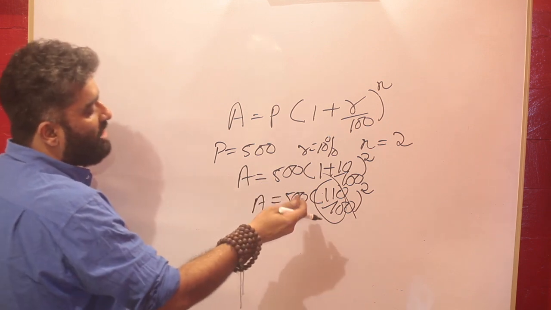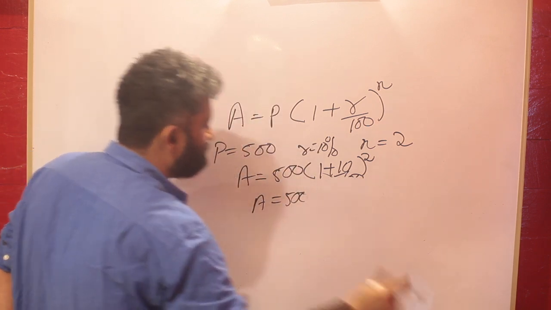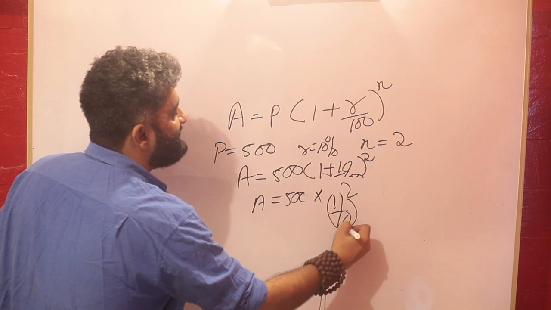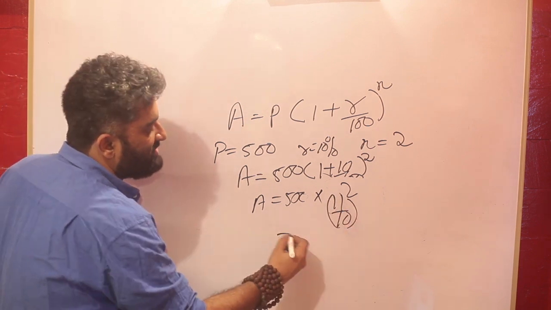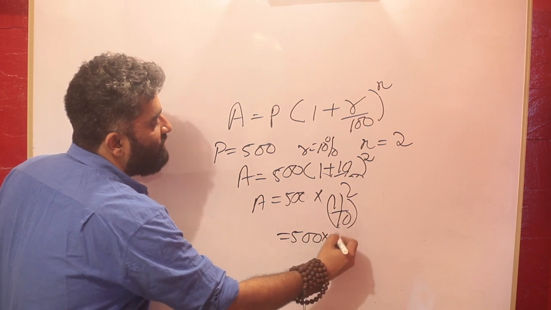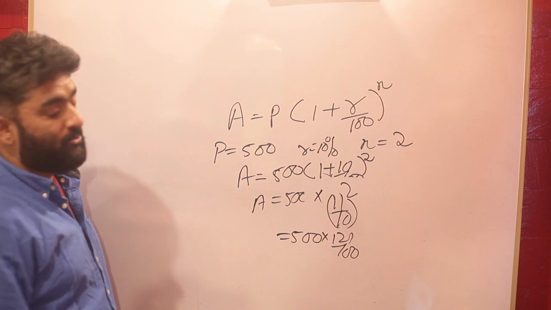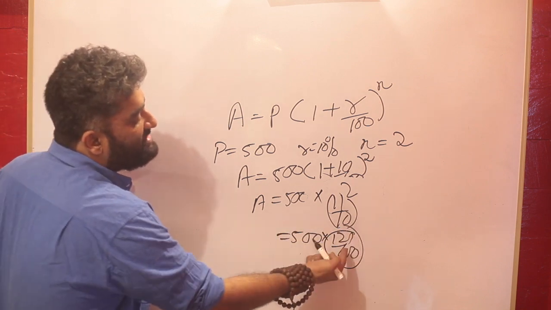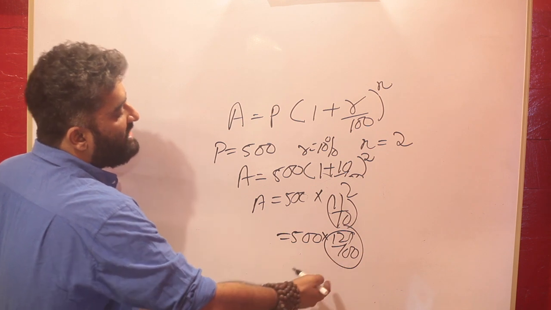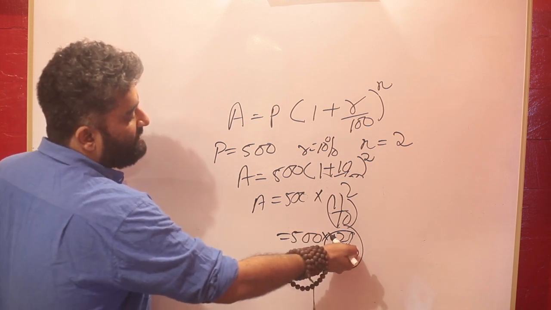So my question now becomes 500 into 11 by 10 square. 11 square should be fairly easy, so this becomes 500 into 121 by 100, and you can work out this value. But if you are familiar with the meaning of multiplying factors and what this 121 by 100 means, that means 500 has been increased by 21%.